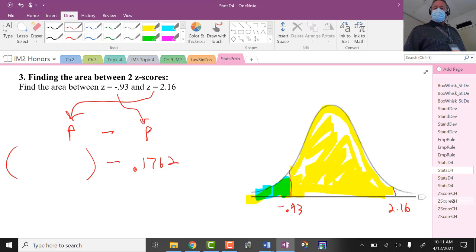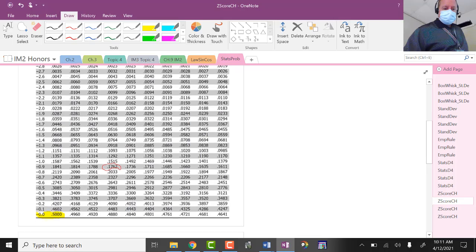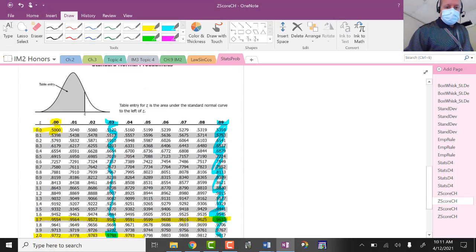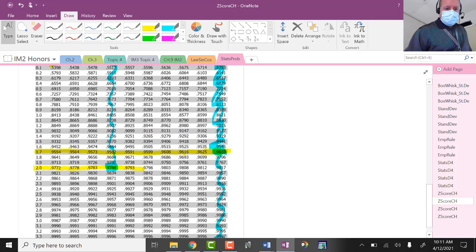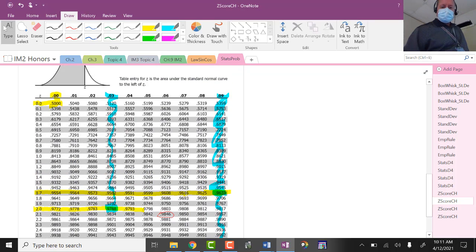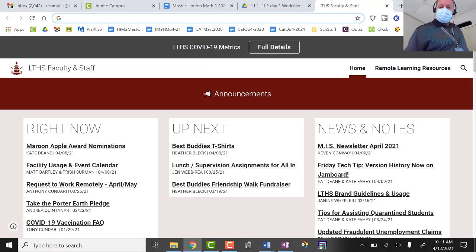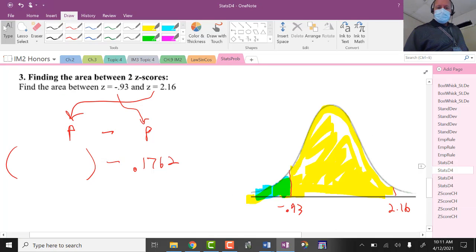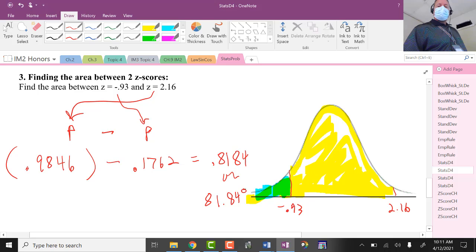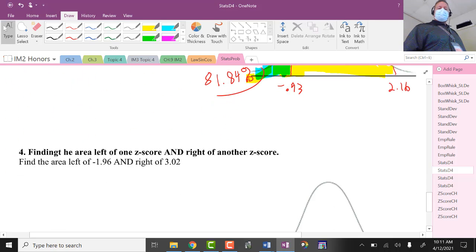Trying to find where I'm going here. And then what's 2.16's probability? 0.9846. 0.9846, right there. Making sure that's the 6, yep. 0.9846. And then what do you get for an answer for that? 0.81 what? 84. Or, there's the pen, 81.84%.